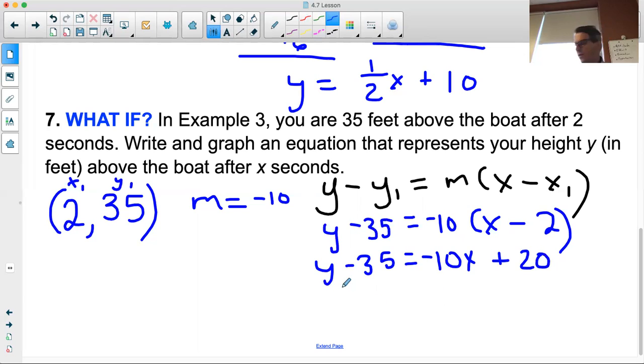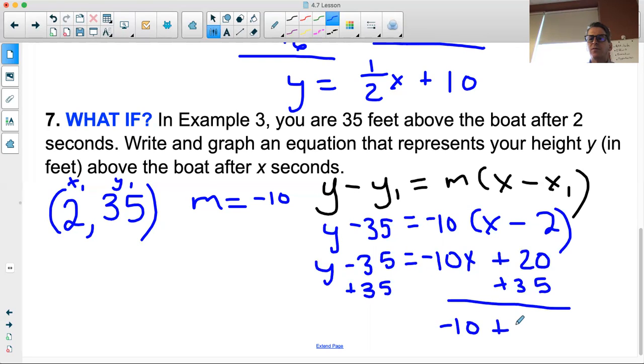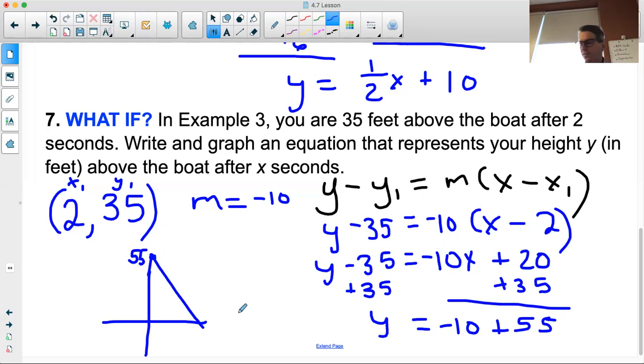And then to finish this off, you'd add 35 to both sides. Add 35 to this side and add 35 to this side. And you'd have negative 10x plus 35 plus 20, which is 55, is equal to y. As far as a graph goes, you can see the starting point up here is the y-intercept. You're going to be at 55 this time instead of 45, and it's going to be a similar looking graph going down from there.